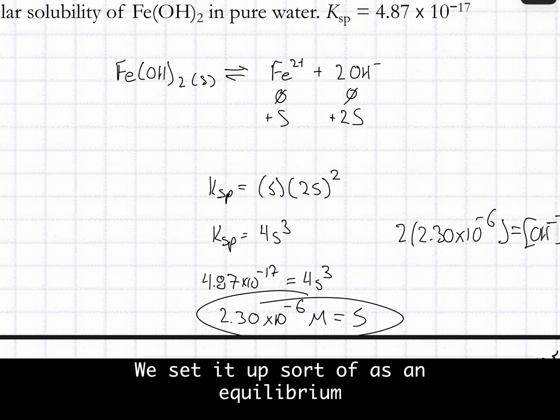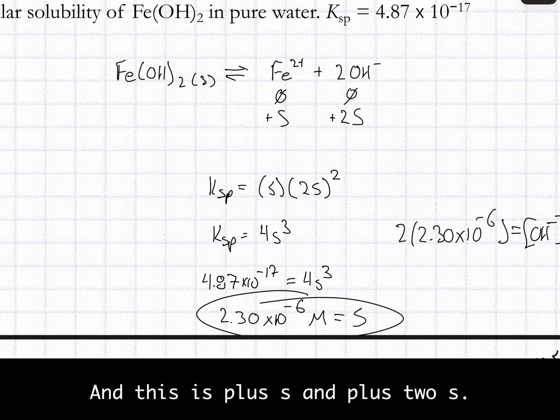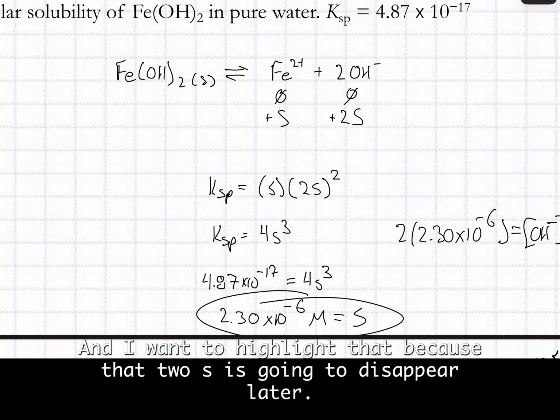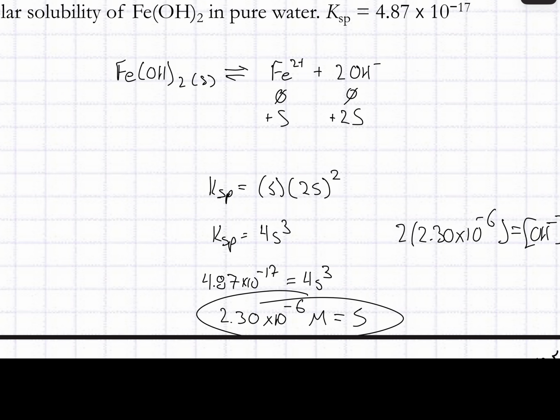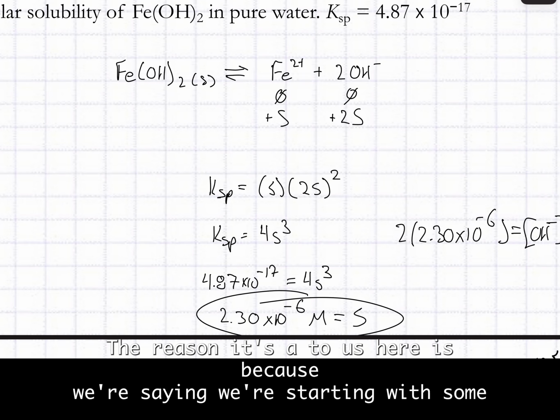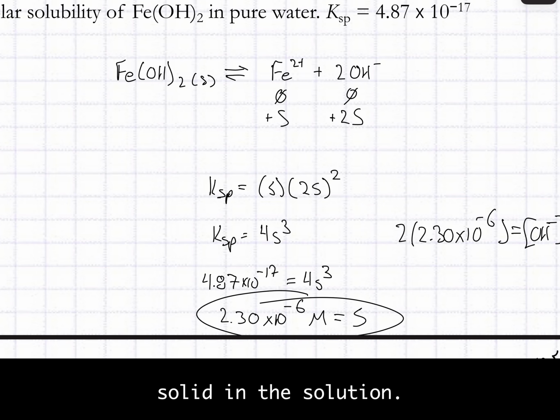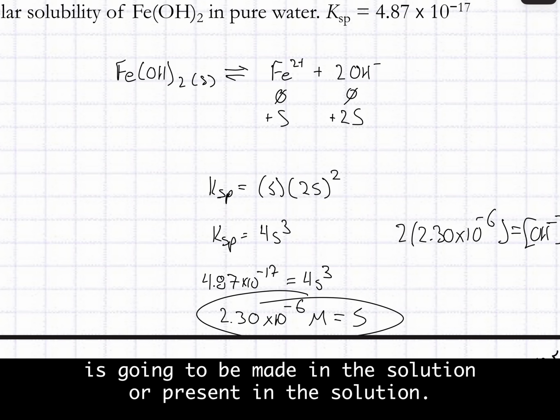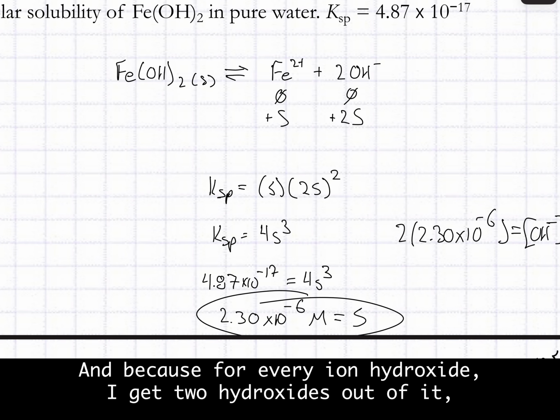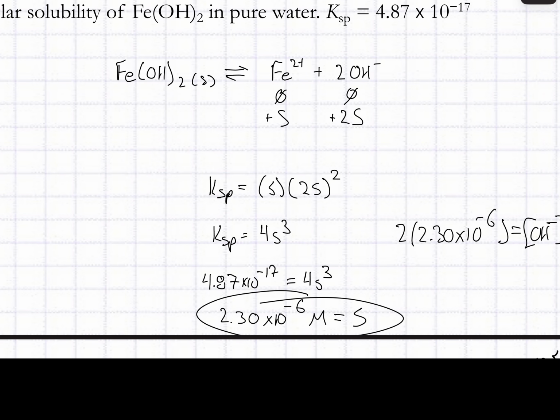So when we set this up, we set it up sort of as an equilibrium again, and this is plus S and plus 2S. And I want to highlight that because that 2S is going to disappear later. The reason it's a 2S here is because we're saying we're starting with some solid in the solution and how much of each ion is going to be made in the solution or present in the solution. And because for every iron hydroxide, I get 2 hydroxides out of it, this is plus 2S.